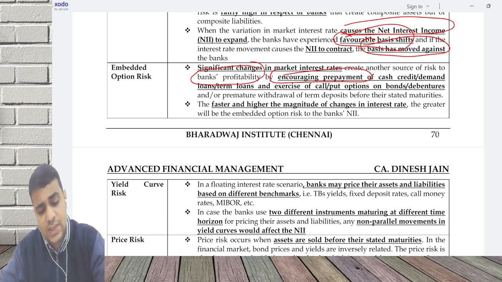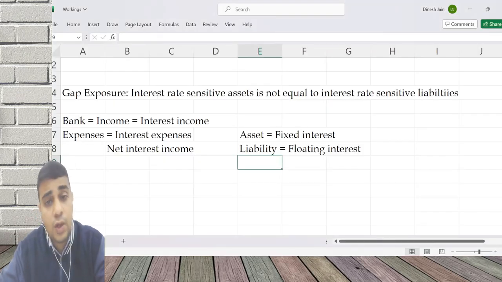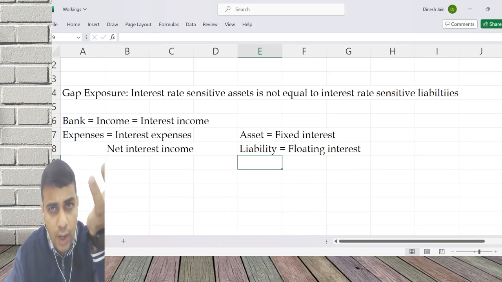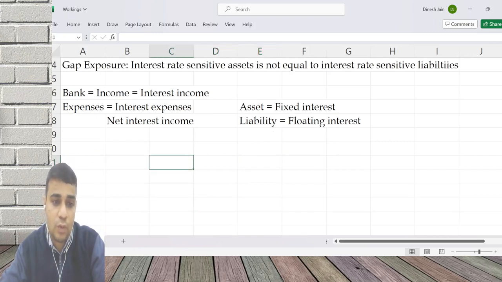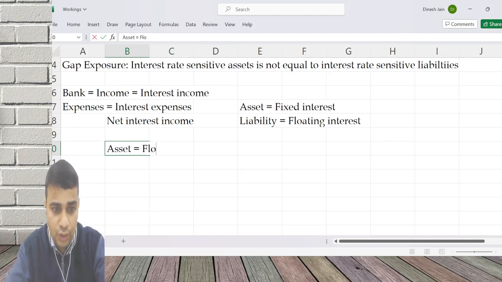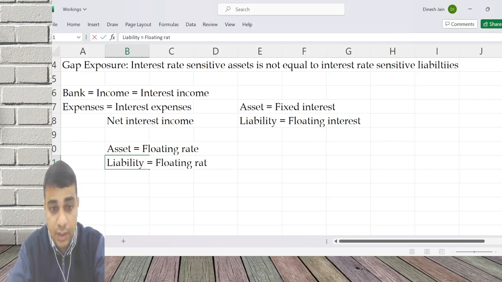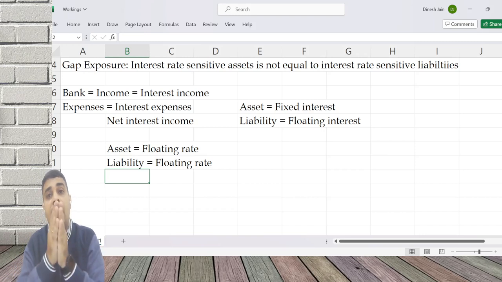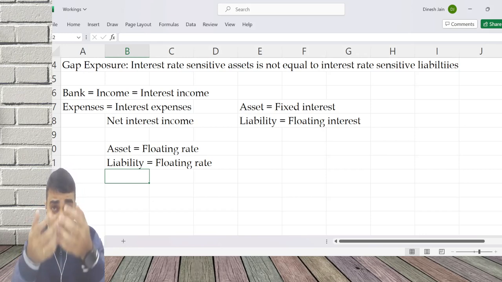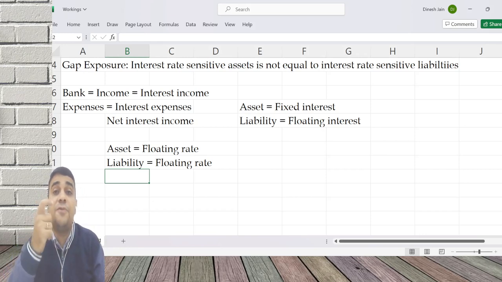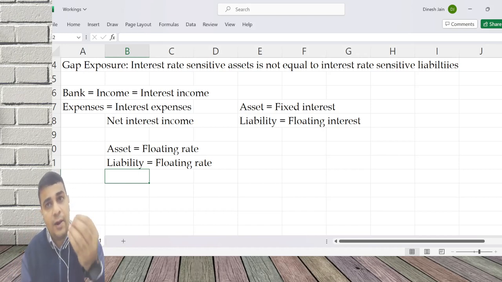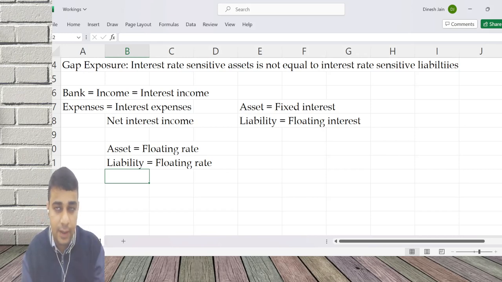Yield curve risk. Now, what is yield curve risk? In basis risk, what we learned is you can have one on fixed, another one on floating. Now, the bank did smart. What the bank did is asset, floating rate, liability, also floating rate. Still, there can be a risk. I have given loans to my customer at a floating rate of interest, and I have taken loans at floating rate, but they are at different benchmarks. What are different benchmarks? In the practical world, you have 1 month MIBOR, 3 month MIBOR, 12 month MIBOR, you have MIBID, you have bank rates, you have MCLR. So you have different benchmarks.